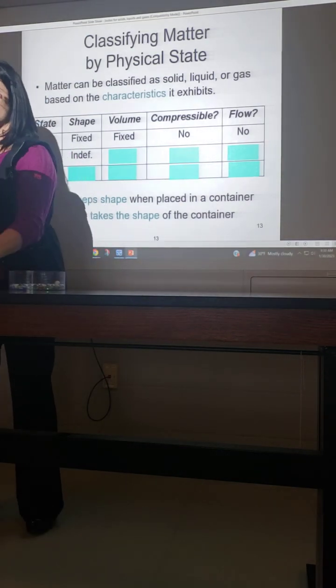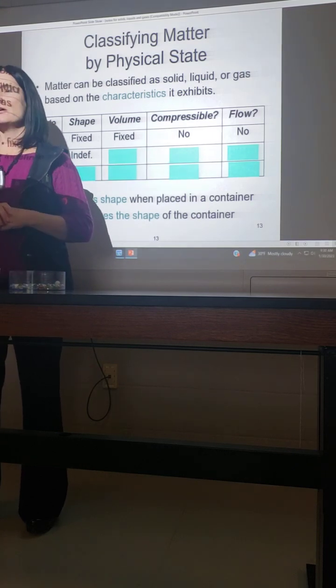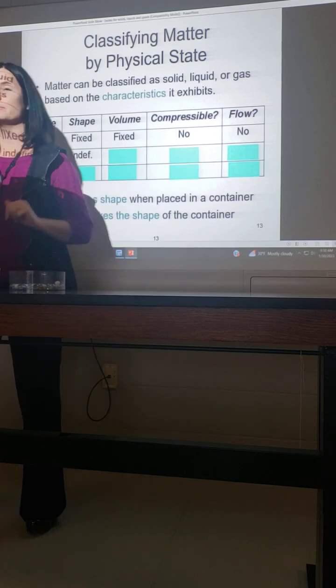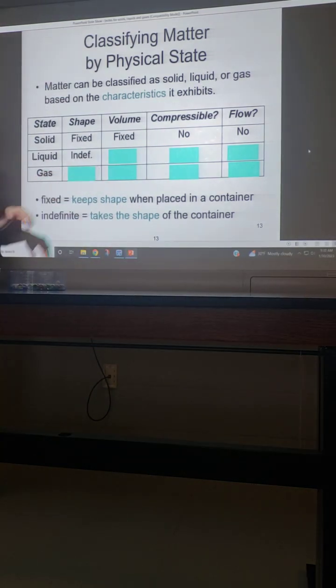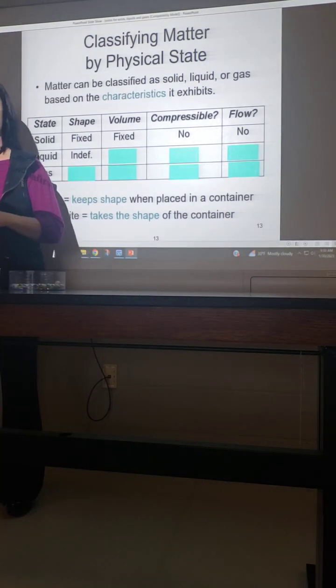So, if I pour the water in here, now it takes this shape. If I pour it in here, now it takes this shape. If I pour it on the table, we're gonna take this flat shape of the tabletop, right? How about for volume? Is it going to have a fixed volume? Who thinks it's gonna be indefinite?